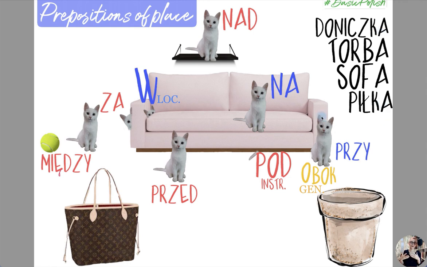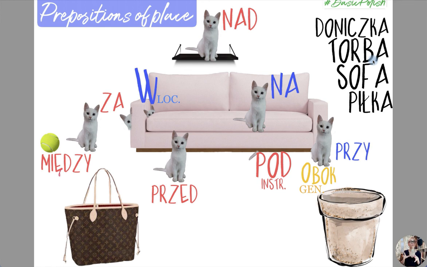I know that the cat wouldn't be in the ball, but if it was on the ball, on a bigger ball, that's quite possible. Or next to, which is przy, by, sorry, by. Next to is obok, really. So by the ball, we would say kot jest przy piłce. Yes? So przy doniczce, przy piłce, na doniczce, na piłce, na sofie, na torbie.